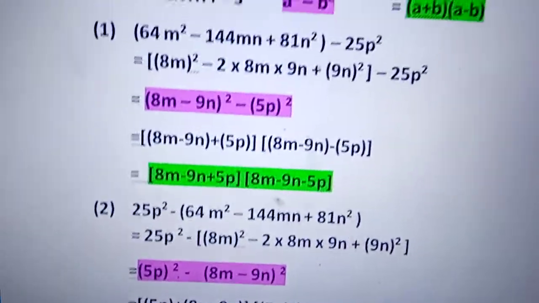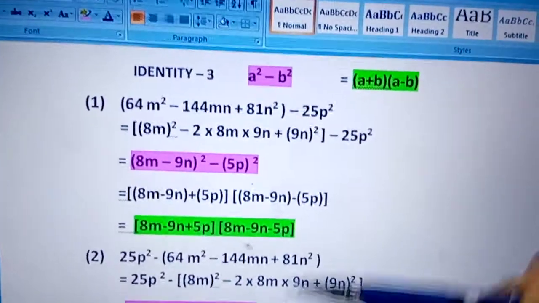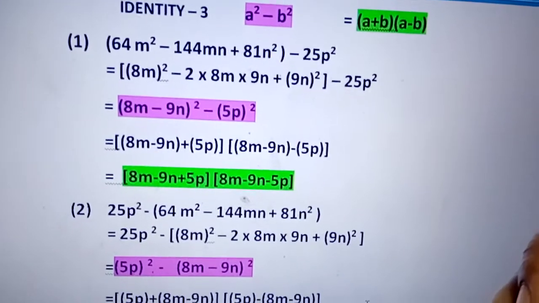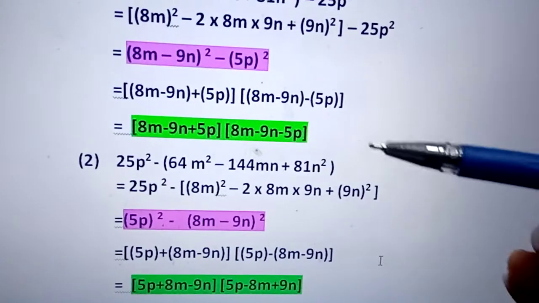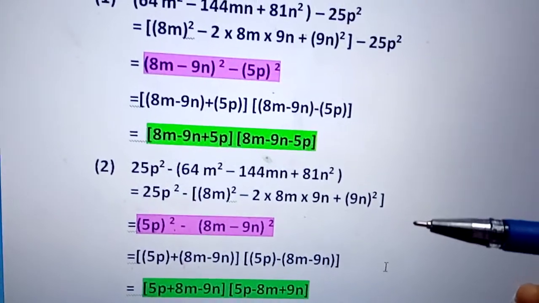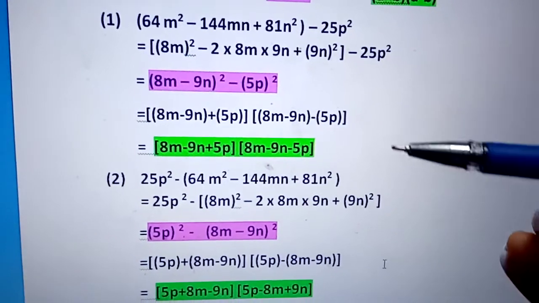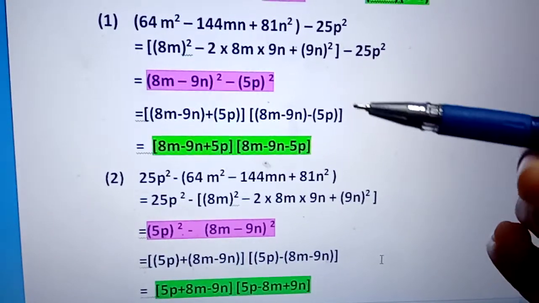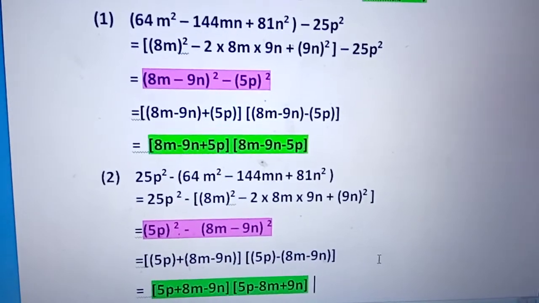So these two are very important questions where multiple identities are used for factorization. Practice them at home because they are very important. Thank you.